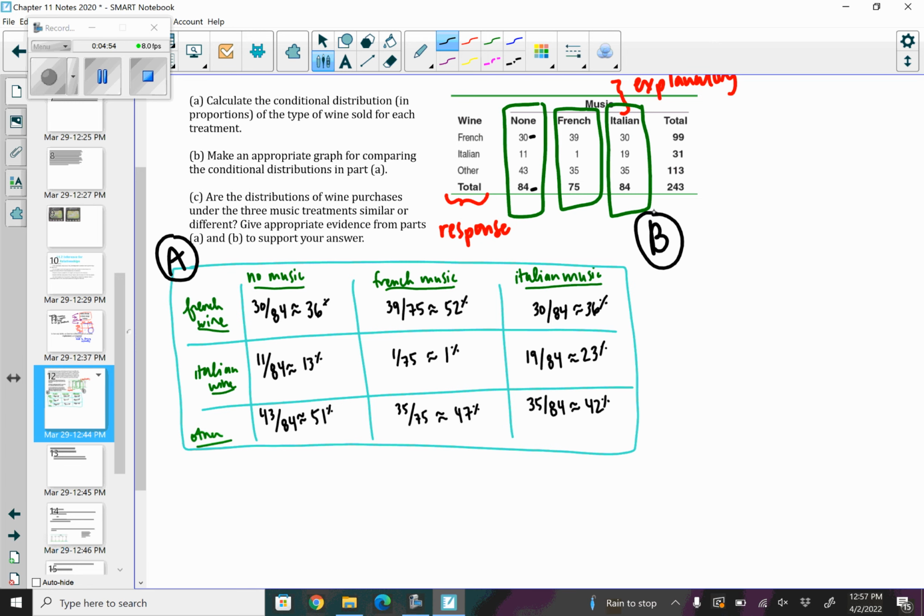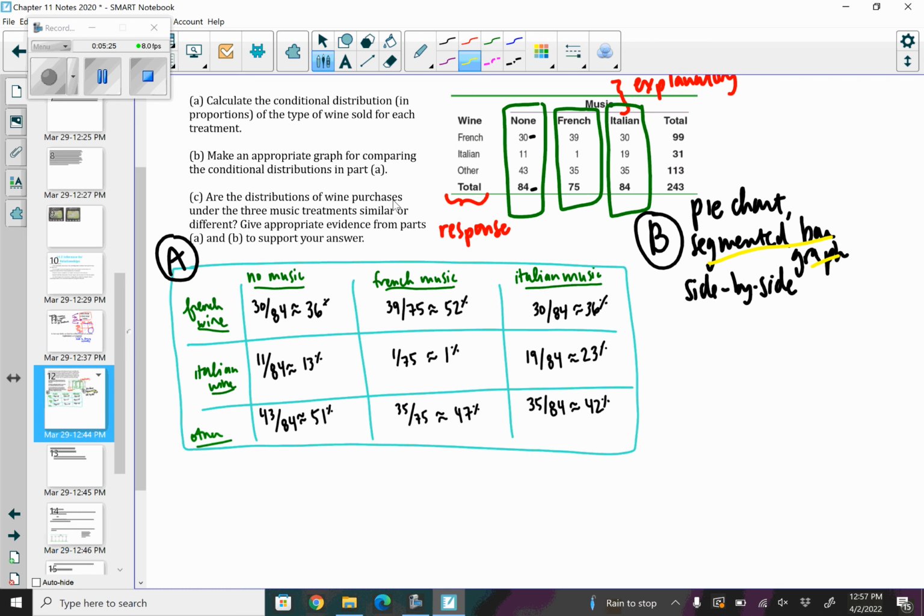Different types of graphs we could create would be a pie chart, and we would make a pie chart for each different type of music. We can make a segmented bar graph, which is what we are going to do, or a side-by-side bar graph. But I want to do the segmented bar graph because I think it looks the nicest.